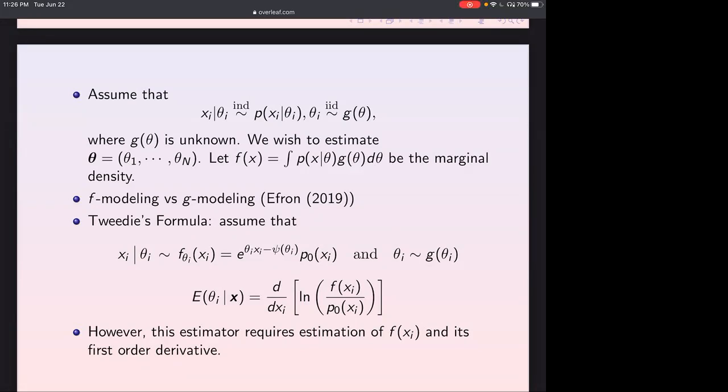However, to estimate these parameters, we need to estimate the marginal density function f of xi and its first order derivative. And this estimation is known to be difficult and challenging, and there are many issues involved in density estimation. Okay.